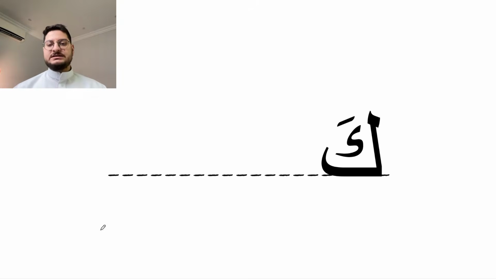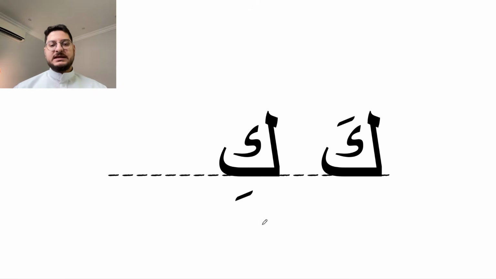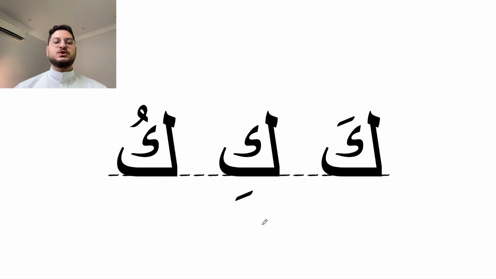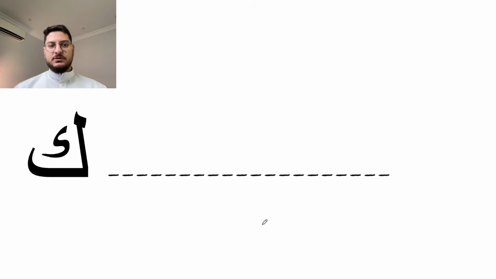Now let's look at two more letters in Arabic. The first one is this one. And this is ka. Tamam. This one is ki. And this one is ku. Ka, ki, and ku.